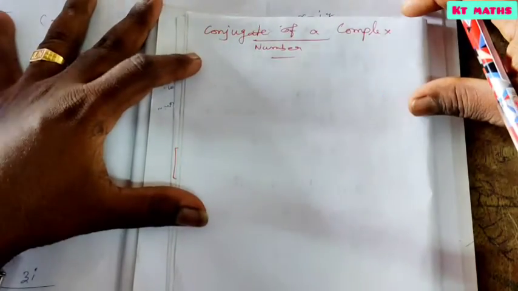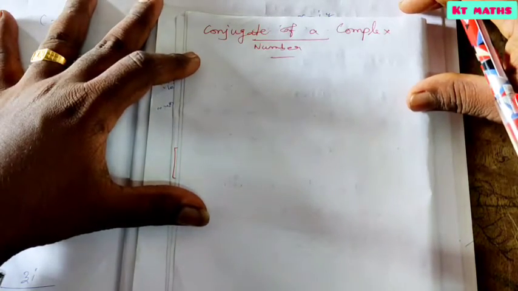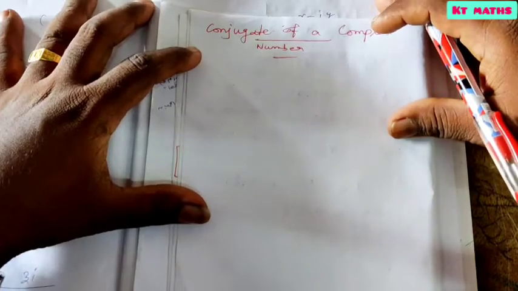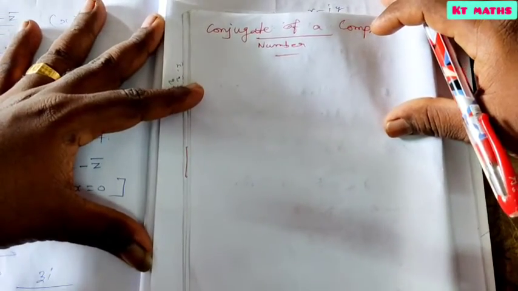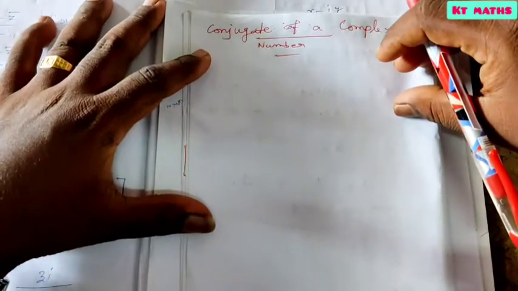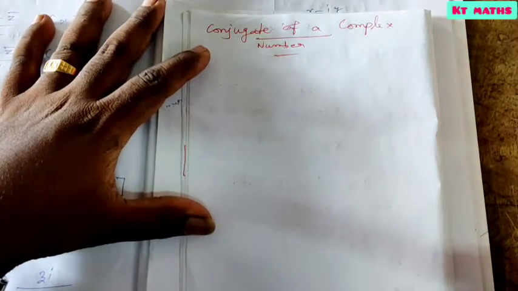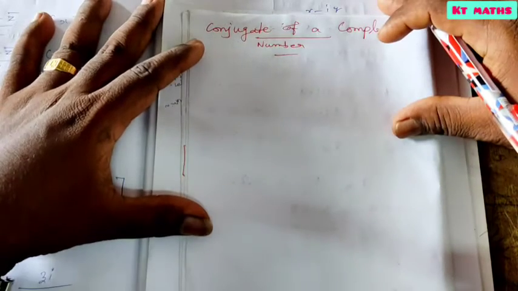12th Standard Mathematics, Chapter 2, Complex Number. So in this video, we are going to see about conjugate of a complex number. So exercise 2.3 வரைக்கும் நம்ம கம்ப்ளீட் பண்ணியிருக்கோம்ப்பா.